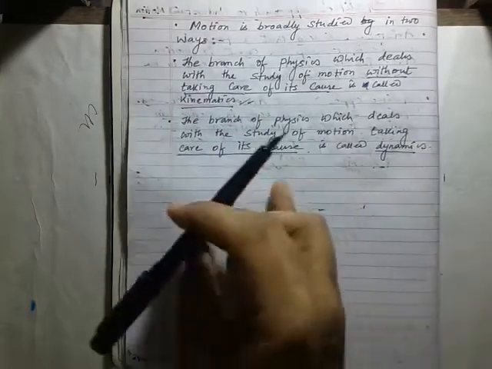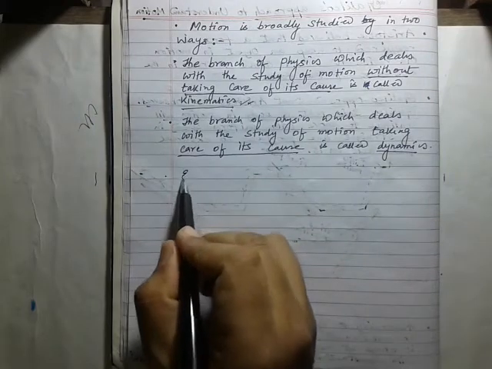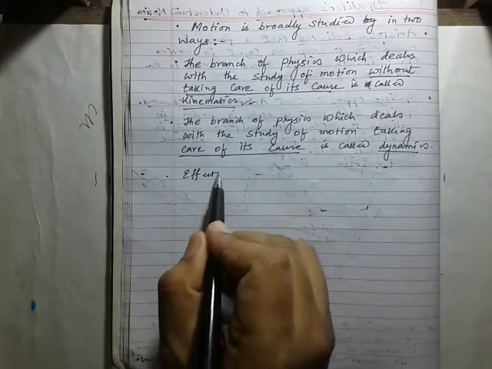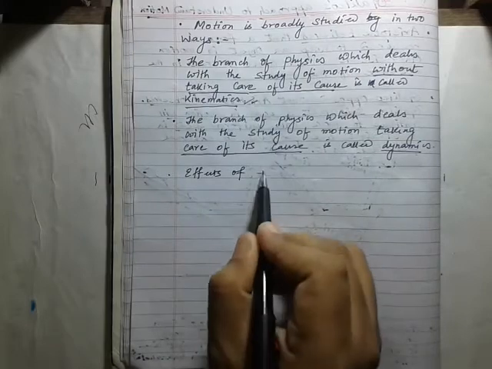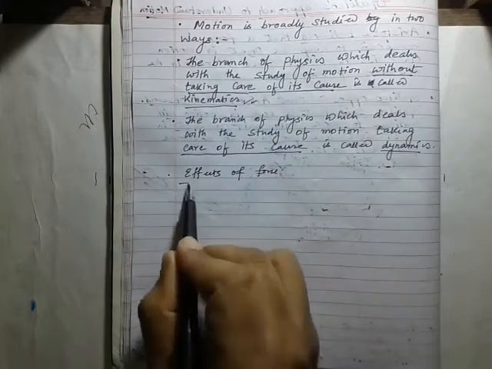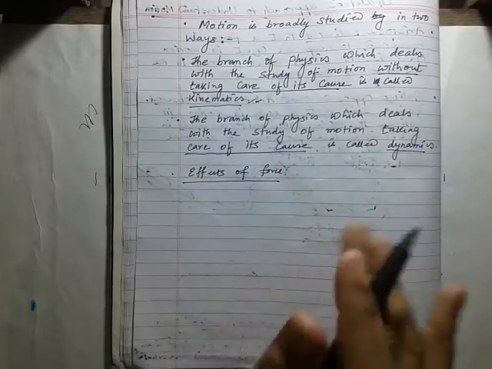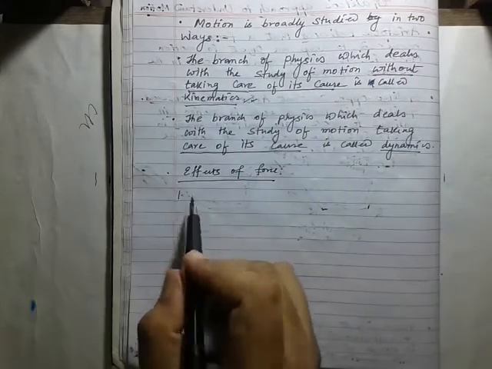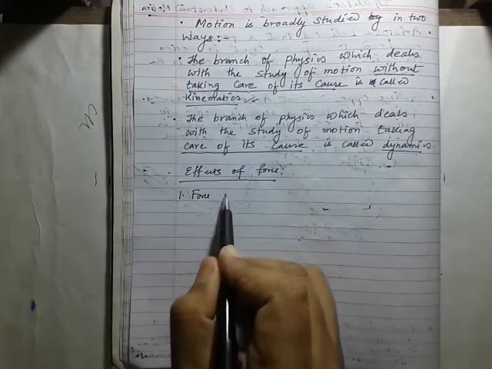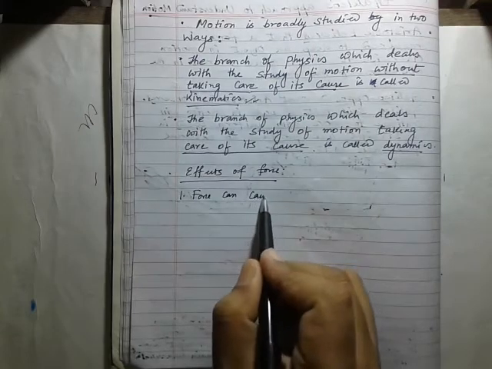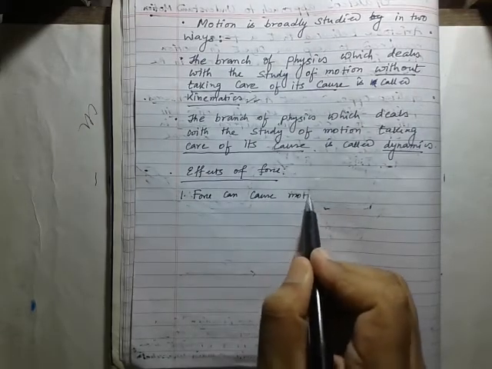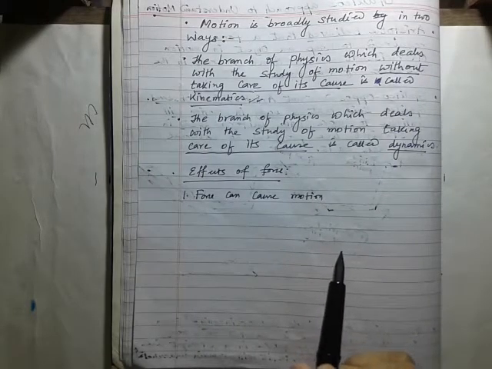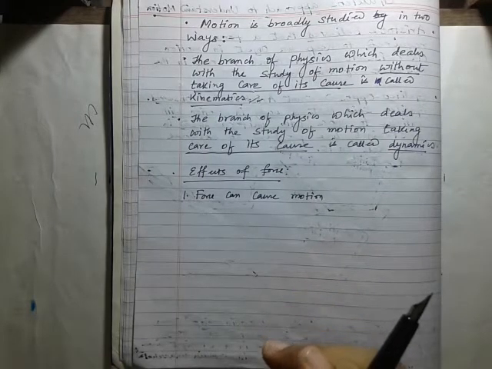Effects of force. Normally, what can the force do? First, force can cause motion. An example is a football when kicked: it will go forward to the goal post. Another is a railway engine, which runs the compartments attached to it. Those are the examples.